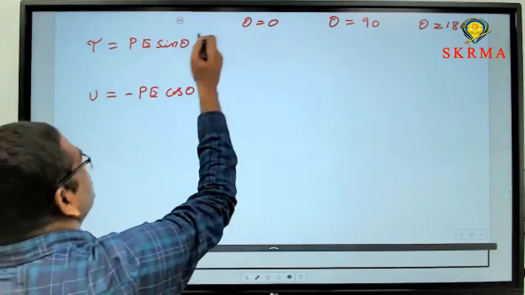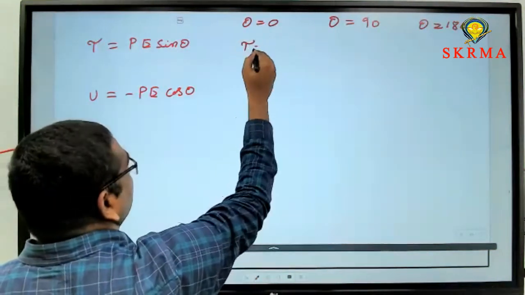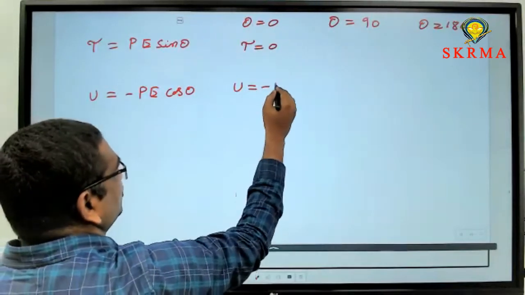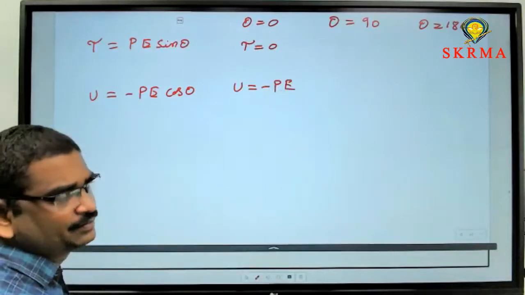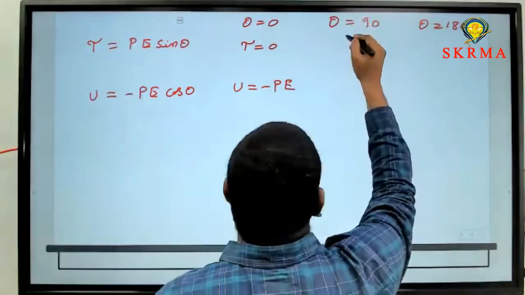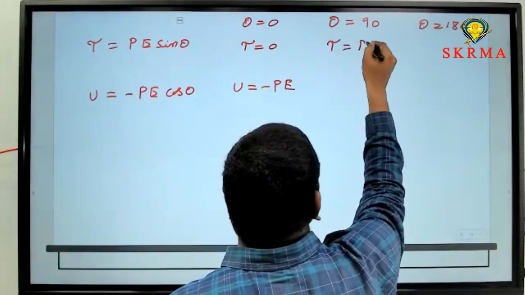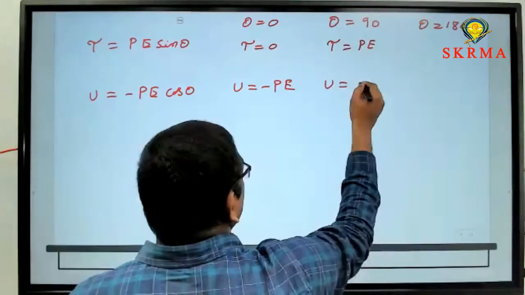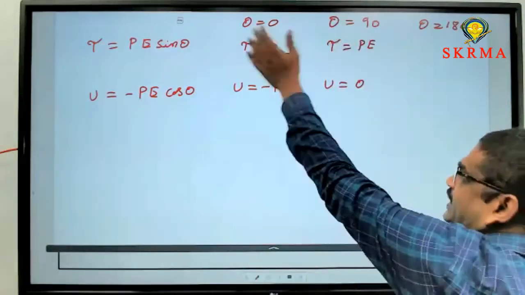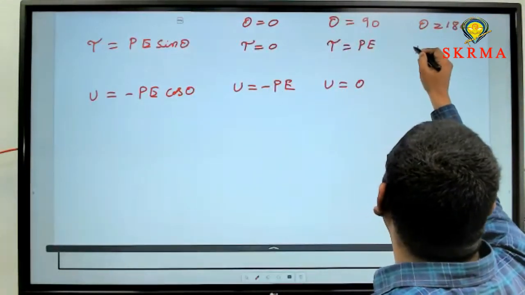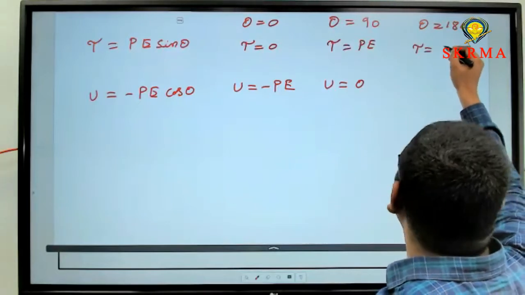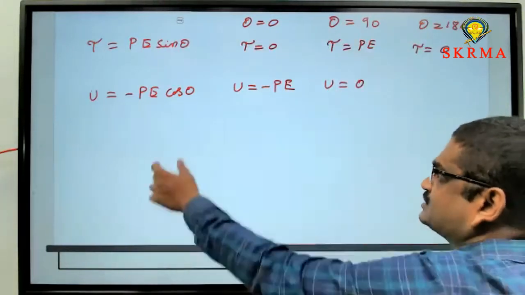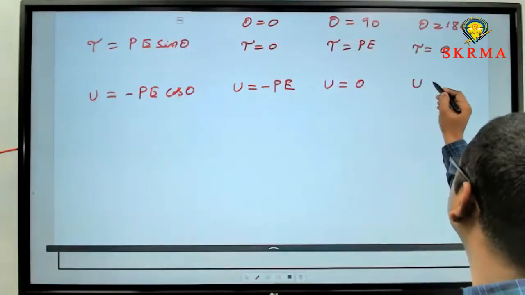If I substitute theta equal to 0 here, then torque is how much? 0. If I substitute theta equal to 0, then potential energy is how much? Minus PE, because cos 0 is 1. Next, substitute 90 here, then you will get torque equal to PE. Next, substitute 90 here, then U equals 0. Next, substitute 180 in the torque equation. Torque equals sin 180, which is 0, so again it is 0. Next, if you substitute 180 here, cos 180 is how much? Minus 1. So U is PE.